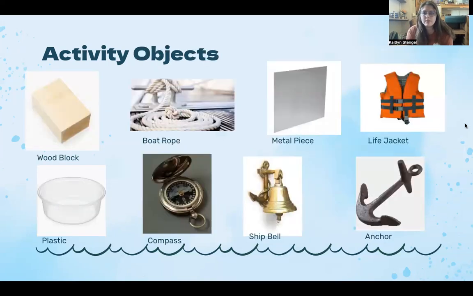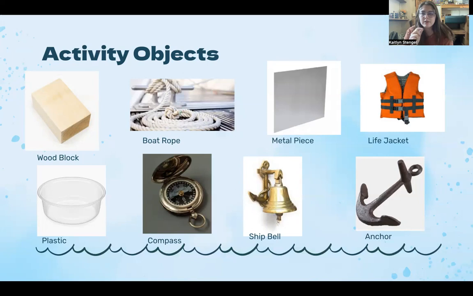For the objects used in the activity, there are going to be 8 stations. There's going to be a wood block, so students can observe it, because boats can be made out of wood. There's going to be boating rope, which is an object that's used on a boat. There's a plastic bin, but the idea here is not the bowl itself, it's the plastic, so they're going to be observing that material. Then a compass, a ship's bell, a piece of metal, a life jacket, and an anchor. The anchor is specifically not going to be a plastic one.